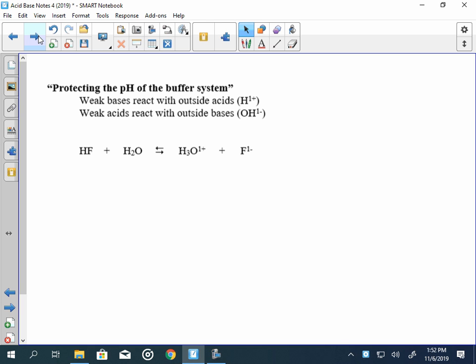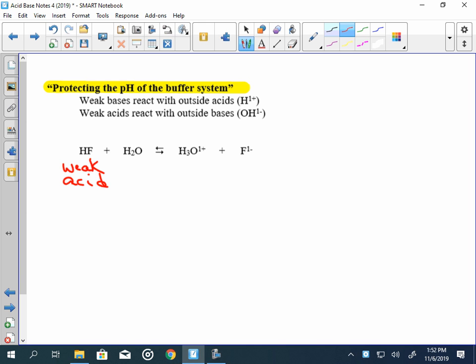This part here is new today. And again, my hope is that all of you leave here today saying, I think I have a better understanding of what you mean by a buffer. If we look at this chemical reaction here, this buffer, this is my weak acid, and this is my weak base.